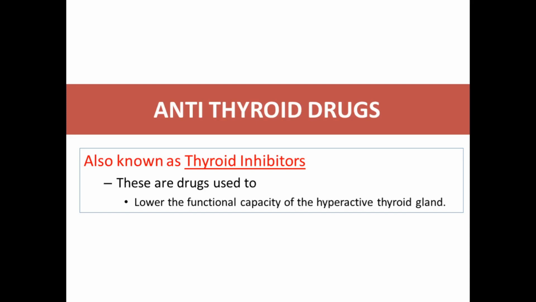The anti-thyroid drug. Anti-thyroid drugs are mainly given in the treatment of hyperthyroidism. So in this, we'll have to stop the excessive secretion of the T3 and T4. This anti-thyroid drug is also known as thyroid inhibitor. And these drugs are mainly used to lower the functional capacity of the hyperactive thyroid gland.